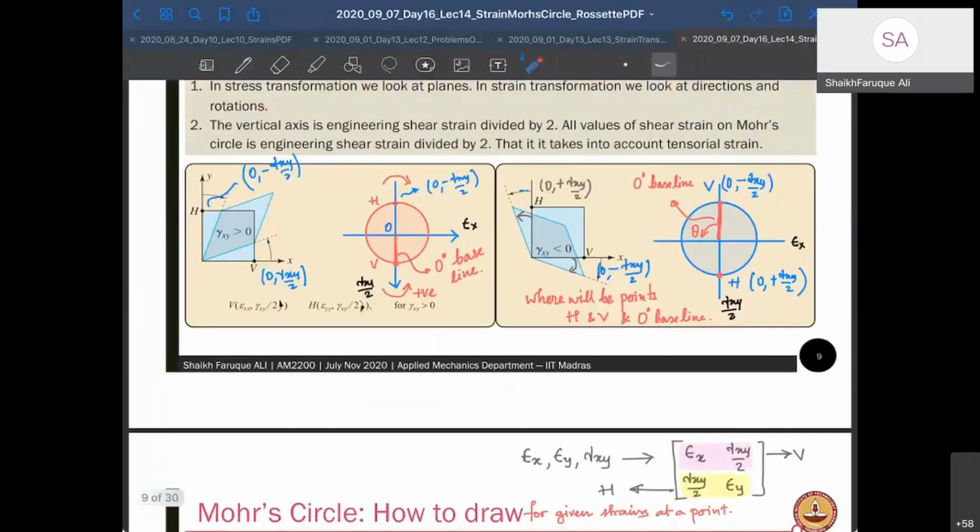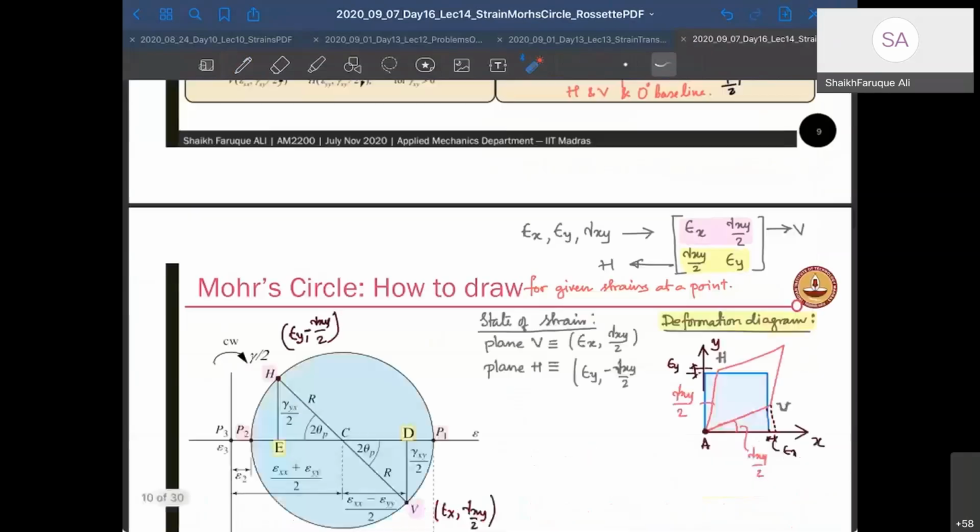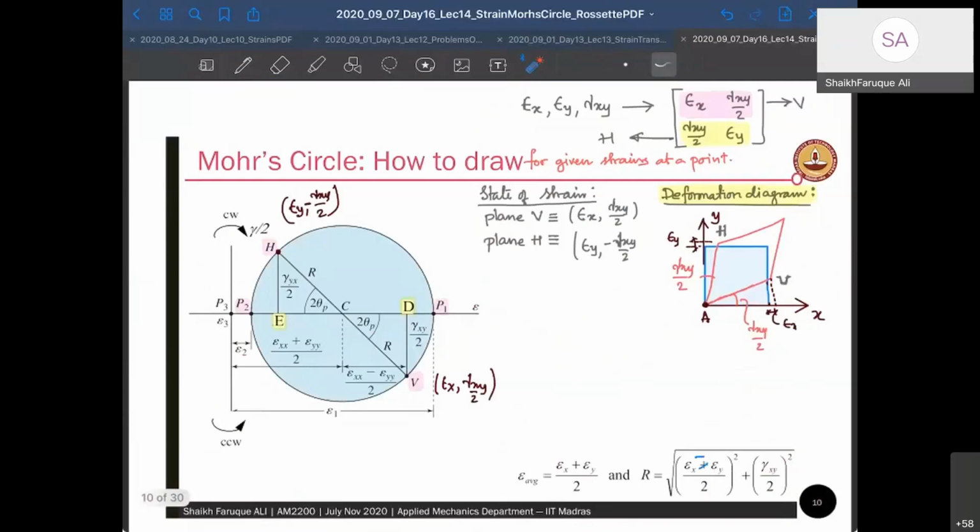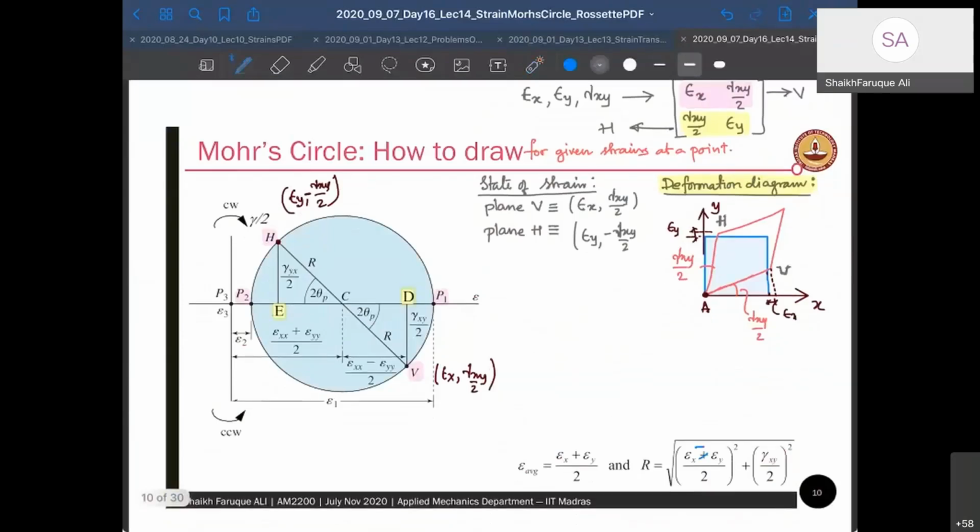When you have a positive strain, one side goes to positive gamma xy, the bottom side, because there is anti-clockwise movement, and the other side goes to a clockwise movement, and that becomes minus gamma xy. But when you have a negative shear strain, then it's quite the opposite. So this goes to be minus gamma xy by 2. Let me correctly write it. Does it look good? Minus gamma xy by 2.